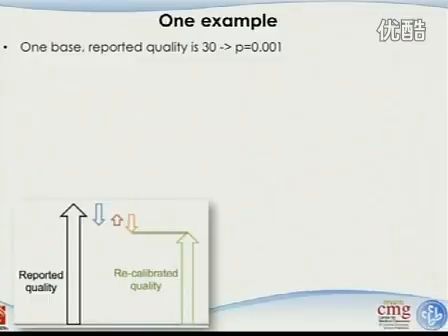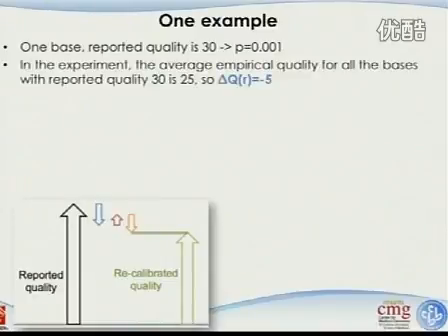So there's one base, reported quality is 30. That means the p-value for this is 0.001. That is clear, we already went through it. And in the experiment, the average empirical quality for all the bases reported as 30 is actually 25, on the Illumina platform here. All right? So this delta RQ is -5. Okay, so this is calculated.